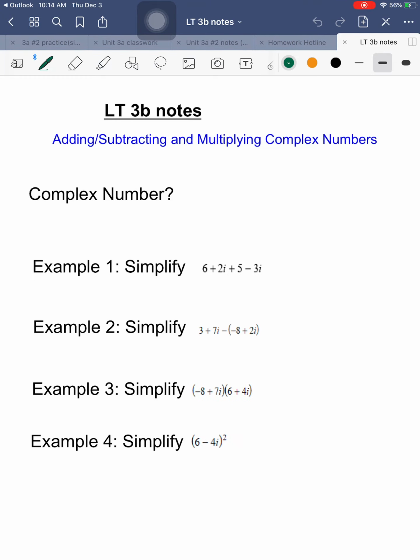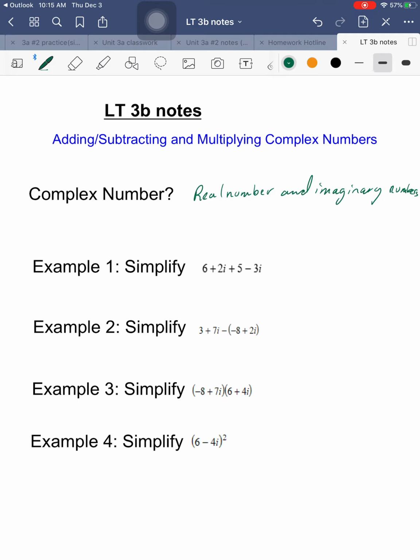All right, so this is adding, subtracting, multiplying complex numbers. I'm going to define the complex number. We've talked about imaginaries and we've talked about real numbers. A complex number is a mixture of a real number, and I'll give you examples, and an imaginary number put together. So real numbers and imaginary numbers.